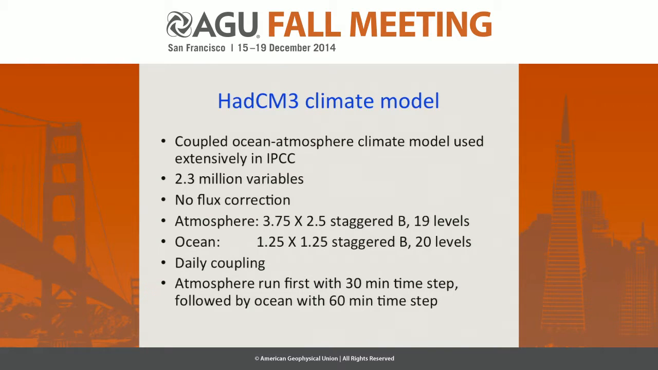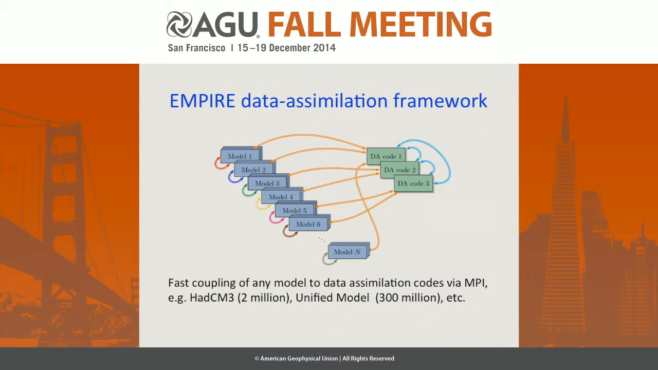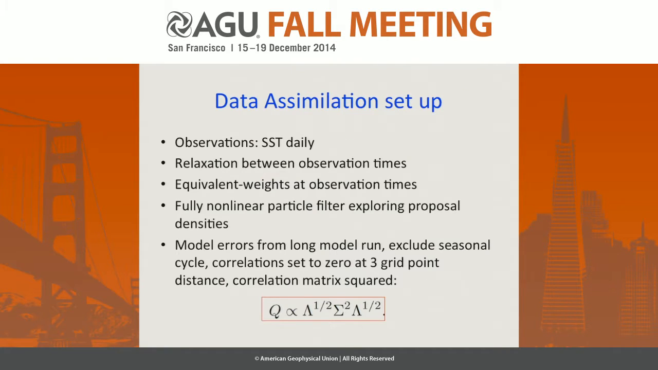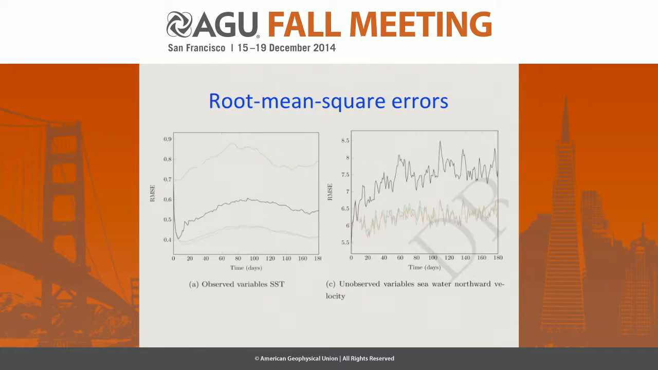Well, what I've been explaining, you could have read all this stuff. It's about 2 million variables, and it's a simple climate model, relatively simple. There's an ocean and an atmosphere, and that's more or less it. We use the Empire data simulation framework, but I won't talk about that. We observed sea surface temperature daily. Why sea surface temperature? Well, it couples ocean and atmosphere, so it seems to be a good variable to start with.